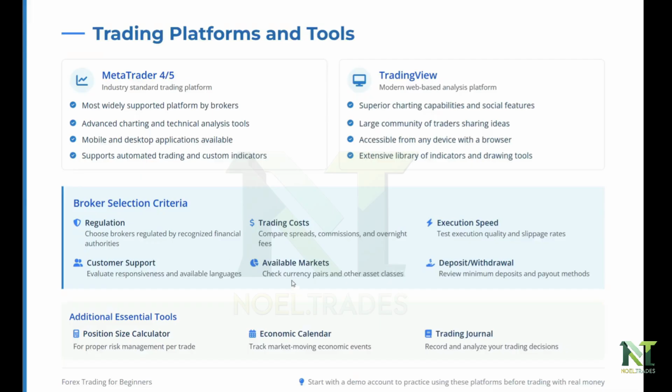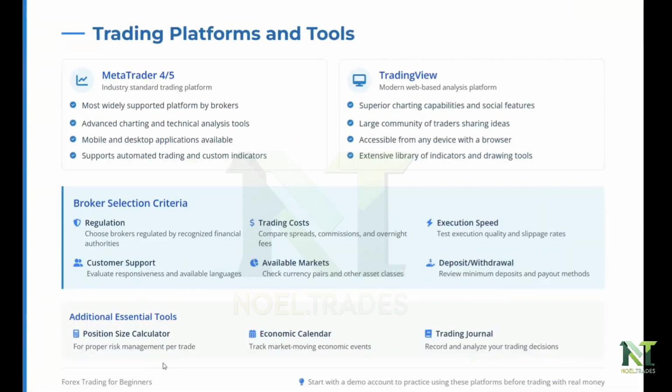So you have to check the availability of the market. What currency pairs do they trade? What assets don't they trade? Deposit and withdrawal, you need to also review this. My broker has a mobile money option, a bank option, and they also have a cryptocurrency option. So everybody can choose whatever they want.